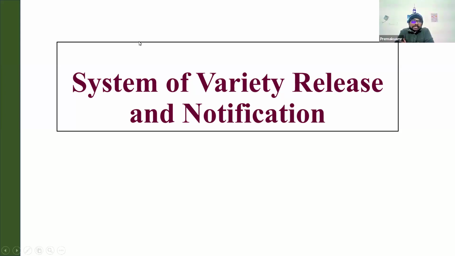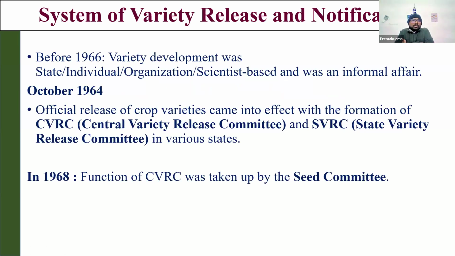Before 1966, varietal development belonged to the state, or an individual, an organization or a scientist could do it. It was an informal affair. You developed a variety, multiplied it and distributed it to your known farmers. If it was a good variety, it would keep increasing and the area would increase. It was just a normal procedure.